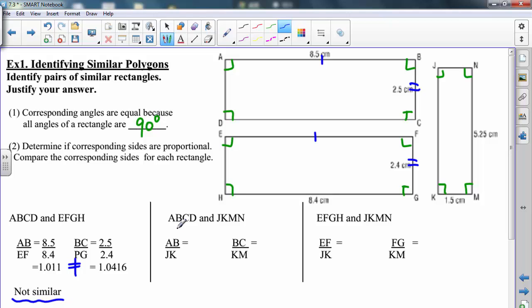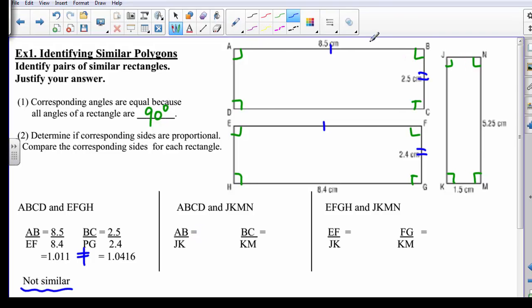Now let's look at rectangle ABCD and JKMN. We can see their corresponding angles are the same. So we want to compare their sides. So AB is the length, corresponding to JK, which is also the length. So it's 8.5 to 5.25. We can change this ratio to a decimal. It's around 1.619.